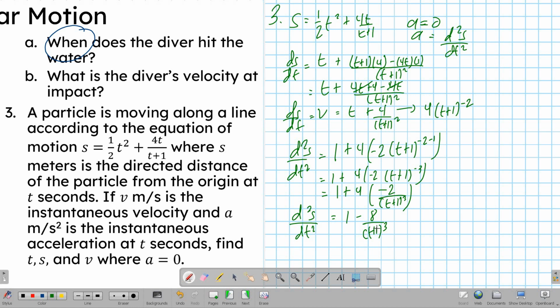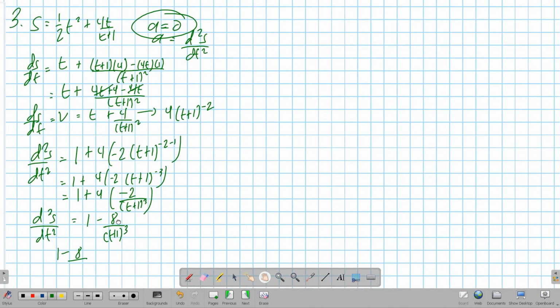This is where we actually start, because we are told a is equal to 0. So we would equate this to 0. That's 1 minus 8 over t plus 1 cubed is equal to 0.